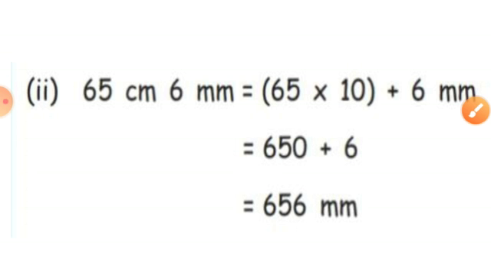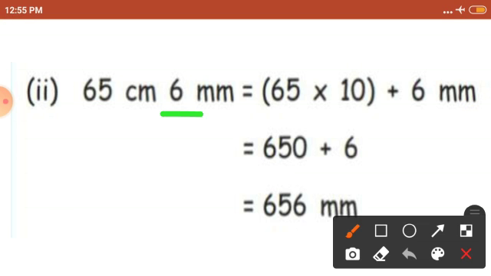Let's see the second one. That is 65 centimeter 6 millimeter. Here you have to see one thing. This 6 millimeter is already in millimeter. So, no need to change anything here. You have to change the first one only. That is 65 centimeter. You already know 1 centimeter equals 10 millimeters. So, you have to multiply 65 into 10, plus this 6 millimeter. First multiply 65 into 10, you will get 650, plus this 6 you will get 656 millimeter.